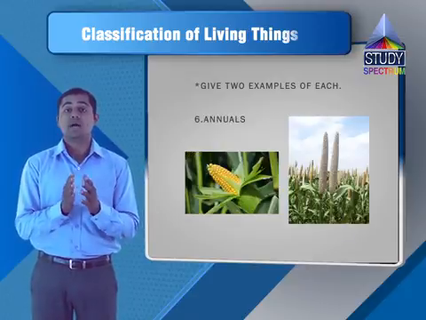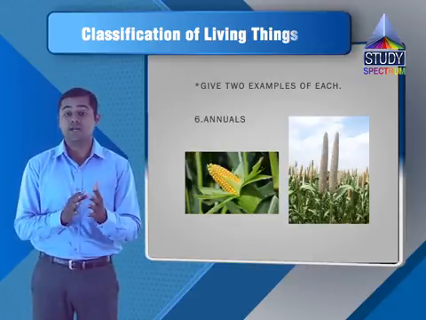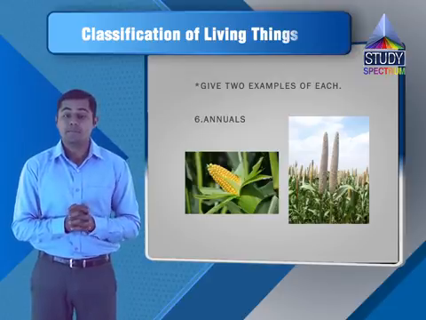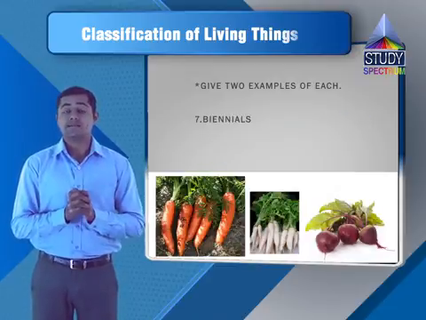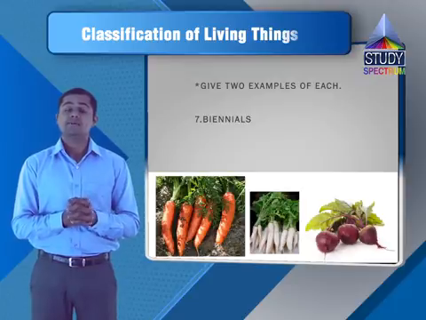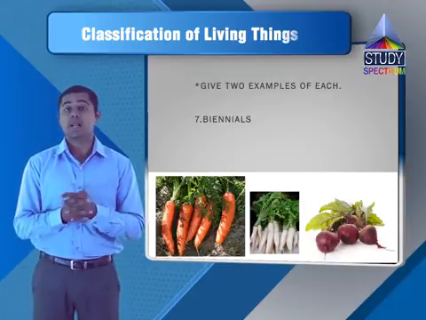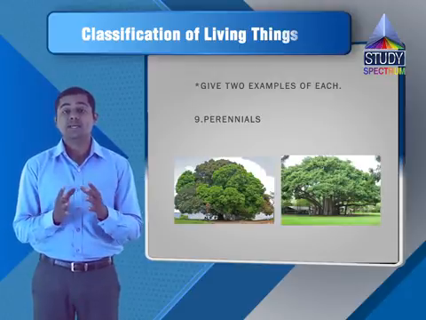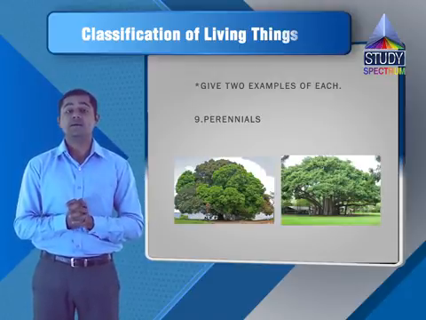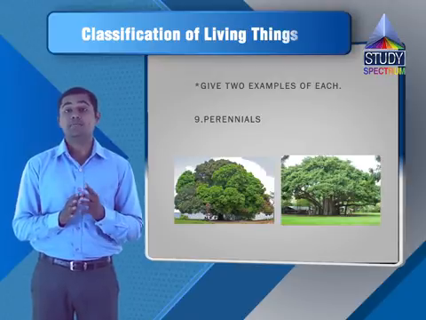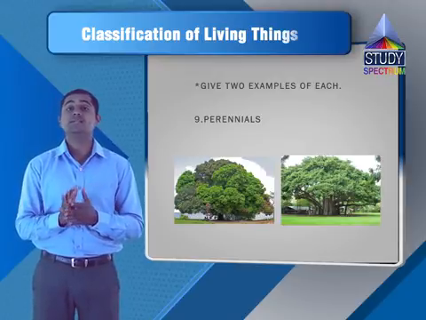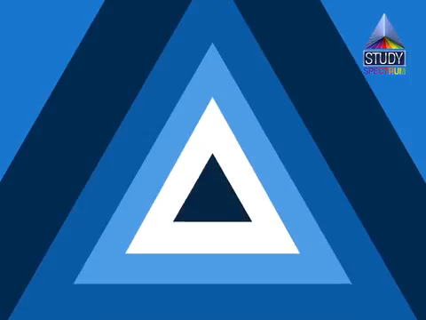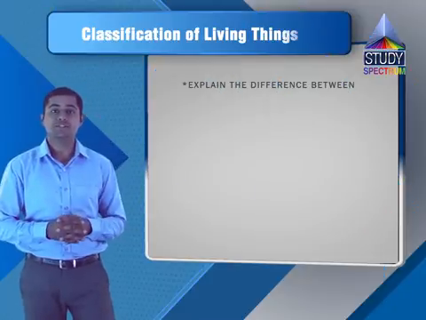F. Annuals: jowar, bajra, maize, wheat. These are the annuals. G. Biennials. Biennials examples are carrots, radish, beetroot plant. Last one, perennials. Which are the examples of perennial plants? Friends, mango, banyan tree, peepal tree, fig tree. These are the perennial plants. Let's see the next question.